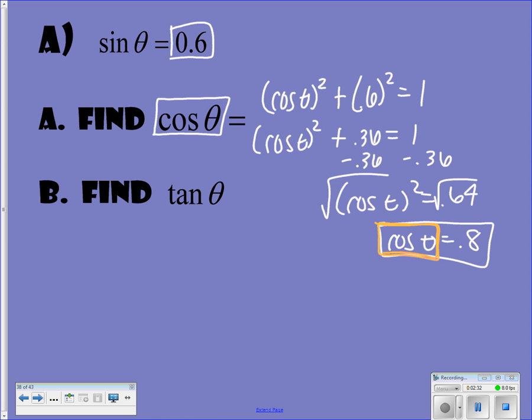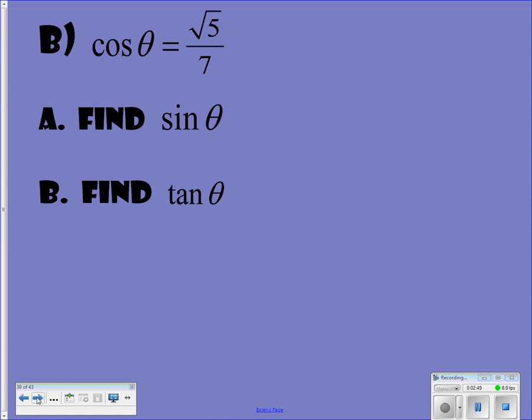And then the tangent should be sine of theta over cosine of theta. We know the sine was 0.6, and the cosine we just found is 0.8. If we divide those out, we get 3/4. So let's try example B. This time the cosine is the square root of 5 over 7. Again, to find either one of them, I'm going to use the Pythagorean identity, which says cosine of theta squared, the square root of 5 over 7 squared, plus sine of theta squared equals 1.